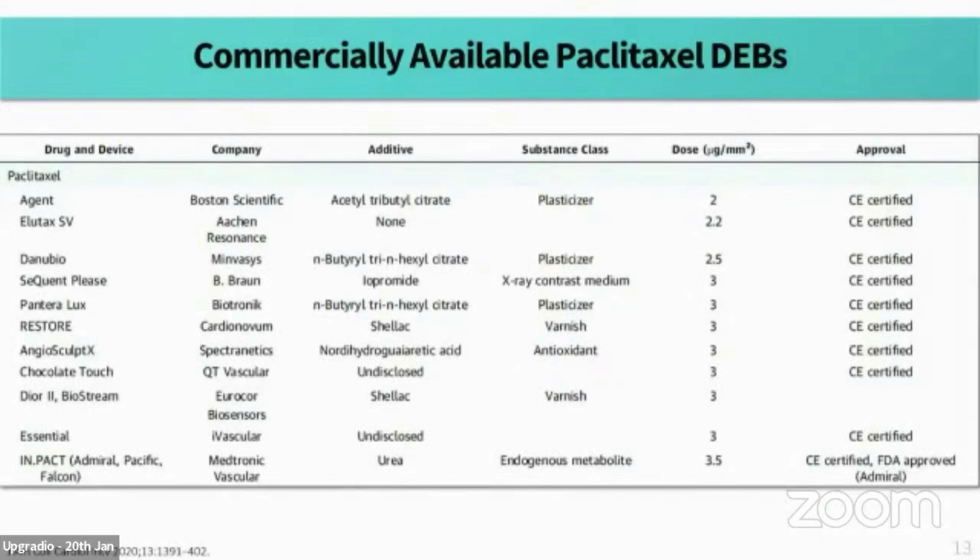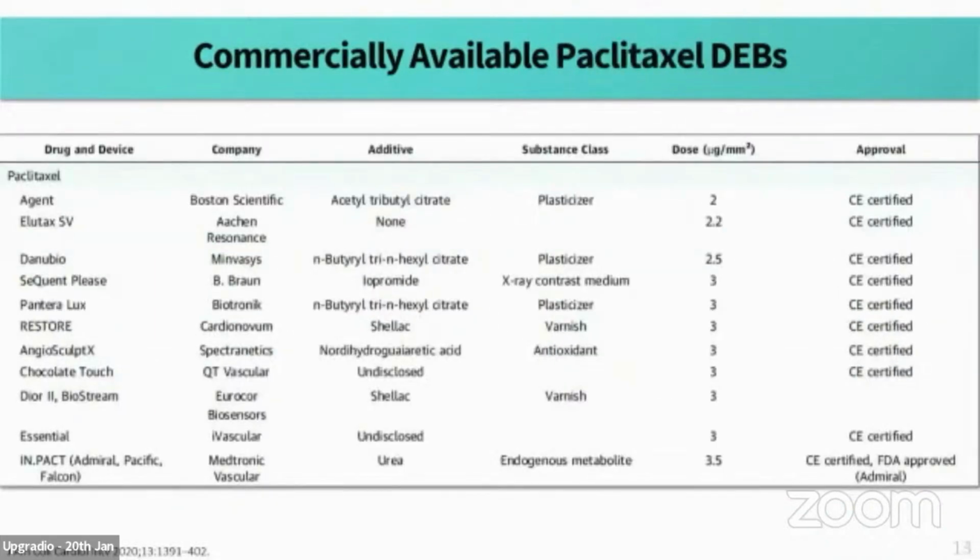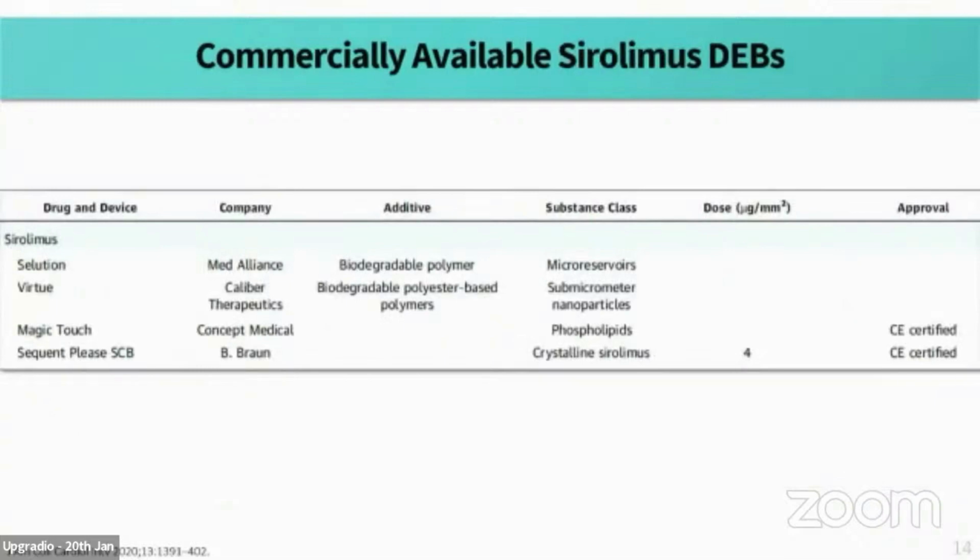So these are some of the commercially available drug-eluting balloons. Among the paclitaxel ones, I think the FDA-approved ones are from Boston Scientific and Medtronic. And of course, the oldest balloon was the SeQuent Please from B. Braun. B. Braun was the first company to launch a paclitaxel balloon, and most of the data is with the SeQuent Please balloon. And nowadays, sirolimus-eluting balloons are available.